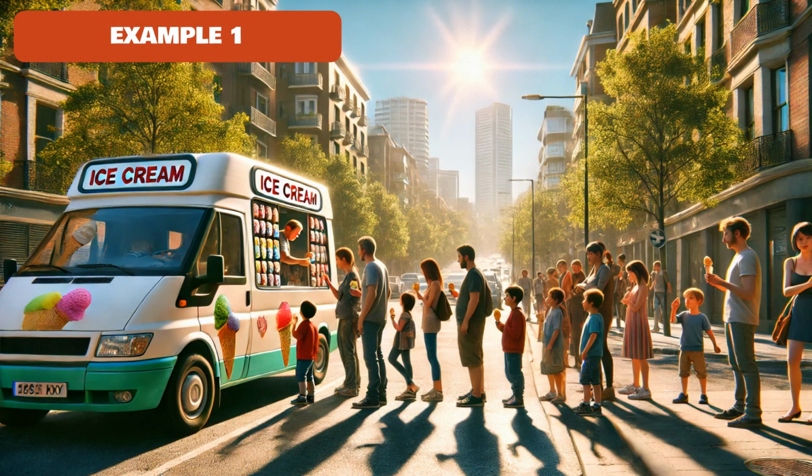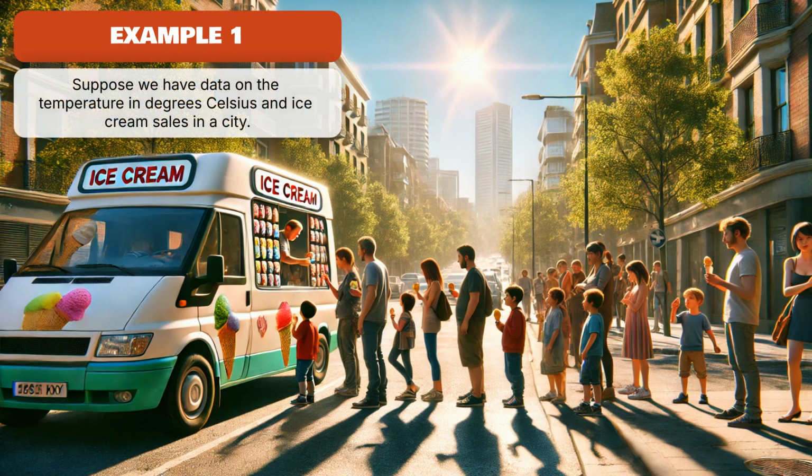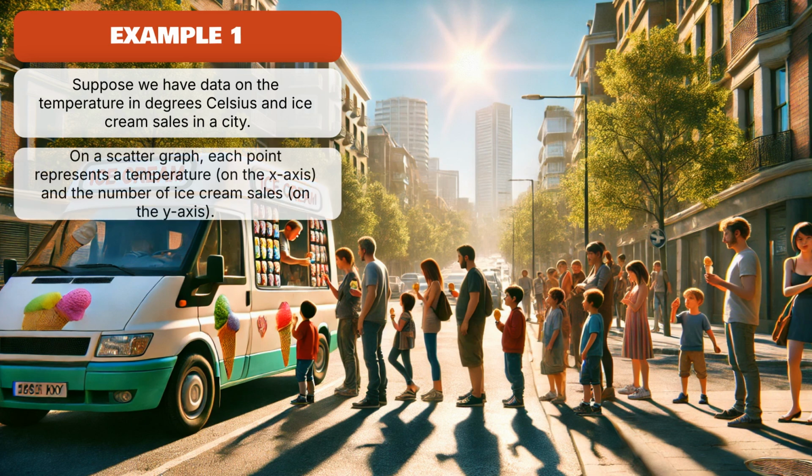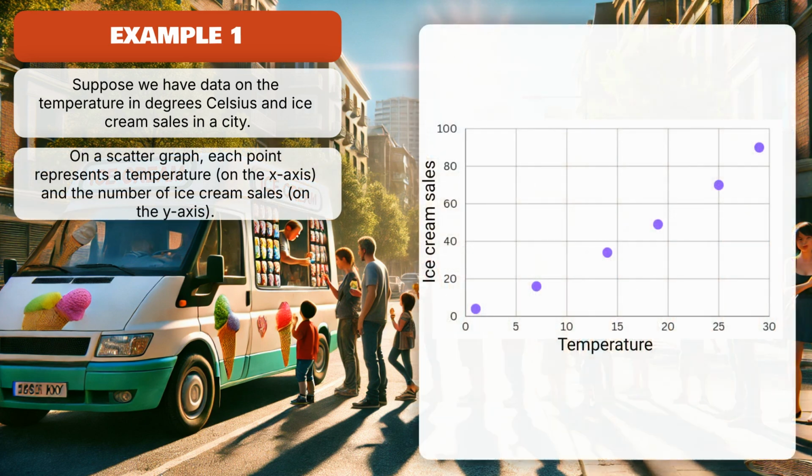Let's look at some real examples and practice these new skills. Suppose we have data on the temperature in degrees Celsius and ice cream sales in a city. We plot the data on a scatter graph. Step 1. Plotting the data. Each point represents a temperature on the x-axis and the number of ice cream sales on the y-axis.